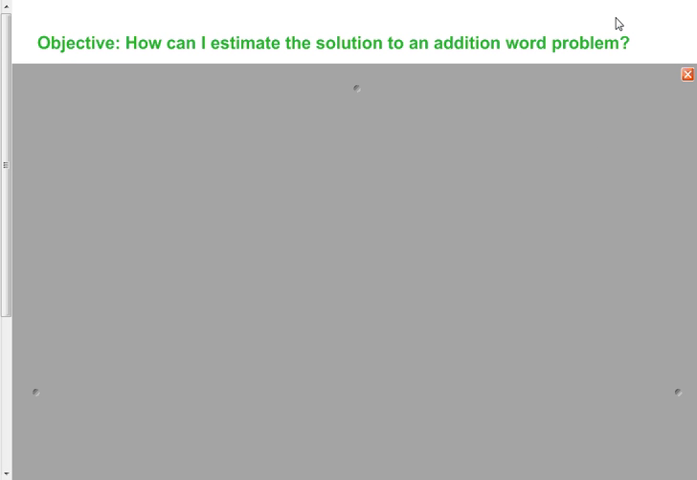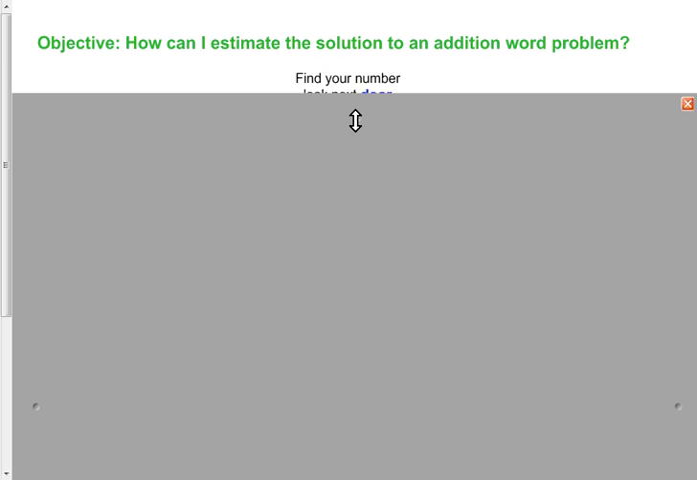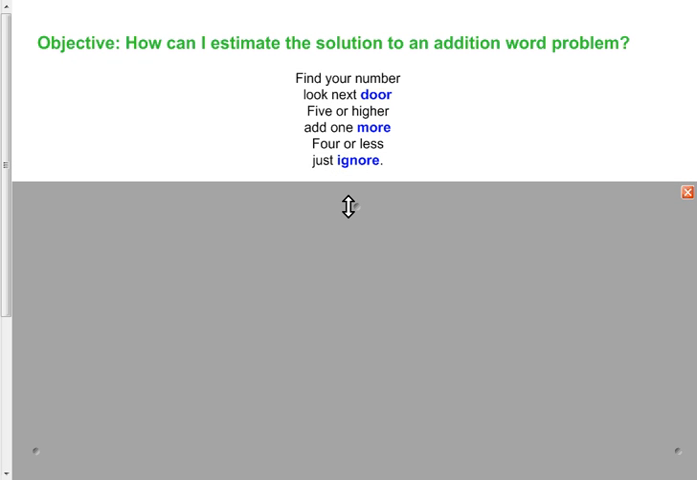Okay, round two. Here's our next objective. How can I estimate the solution to an addition word problem? So we're going to write that down on our note-taking template. I added our rounding poem again as a reminder because we're going to continue to build and use the strategies that we've spoken about in the past.